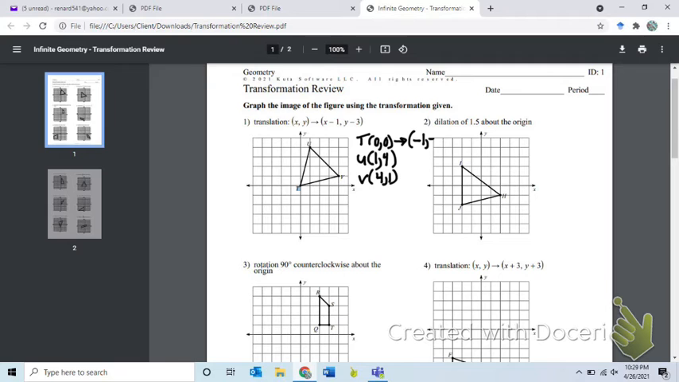So 0, 0 becomes negative 1, negative 3. 1, 4, we go 1 minus 1, 0, 4 minus 3, 1. For V, to get to V prime, we go 4 minus 1, 3, 1 minus 3, negative 2. Then graph those points, T prime, U prime, V prime. Connect them dots, and there we go.